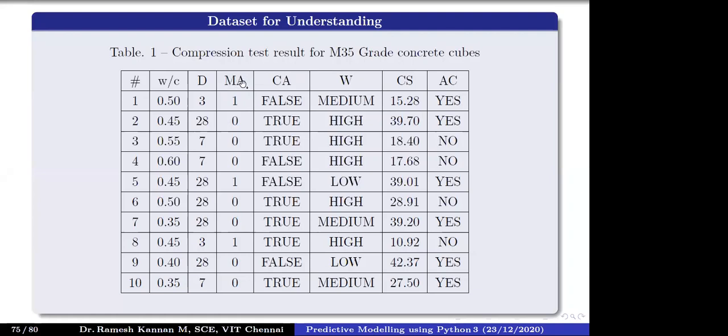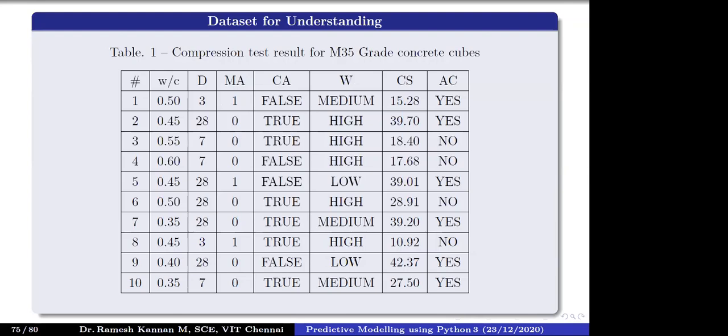And this is the mineral admixtures, the chemical admixtures, this is the workability, and this is the compressive strength. And yes or no: if I've added a mineral admixture, then I say 1. If it is no, then 0. And for chemical admixture, if I add it, I put 2. If not there, I put false. And workability, I just put medium.